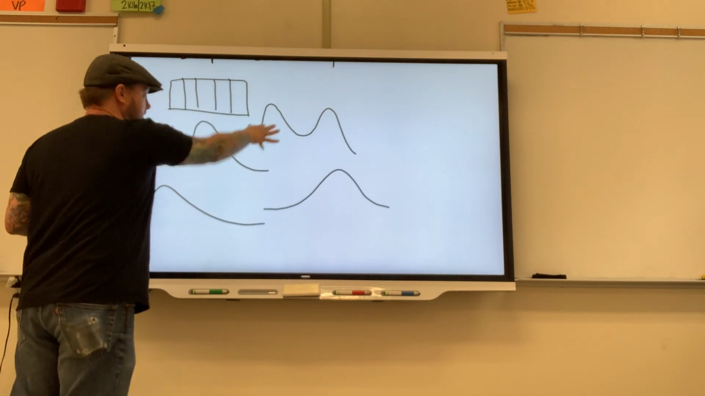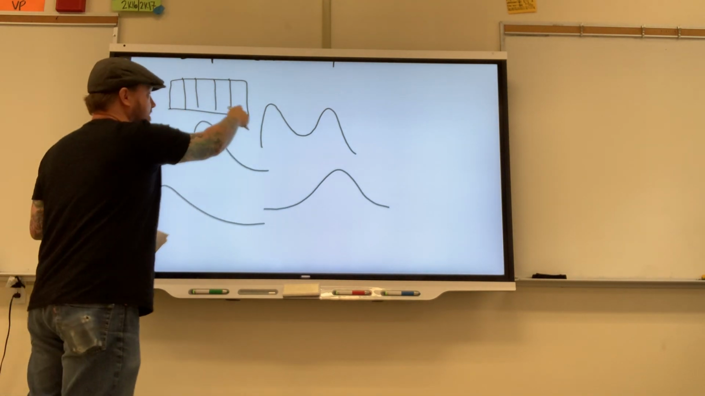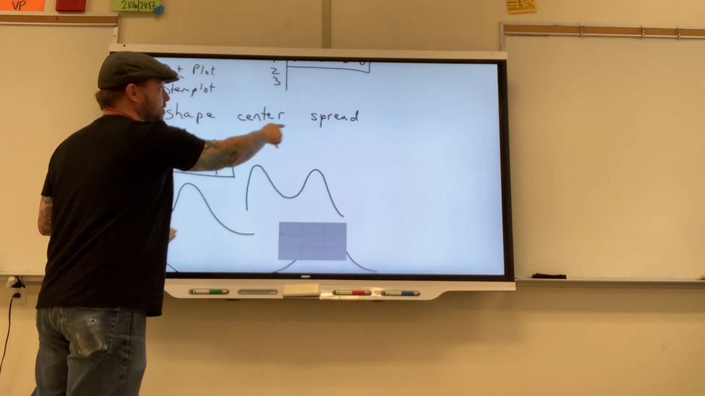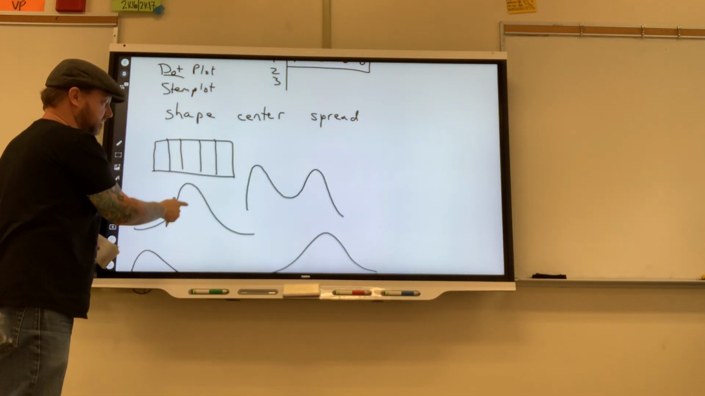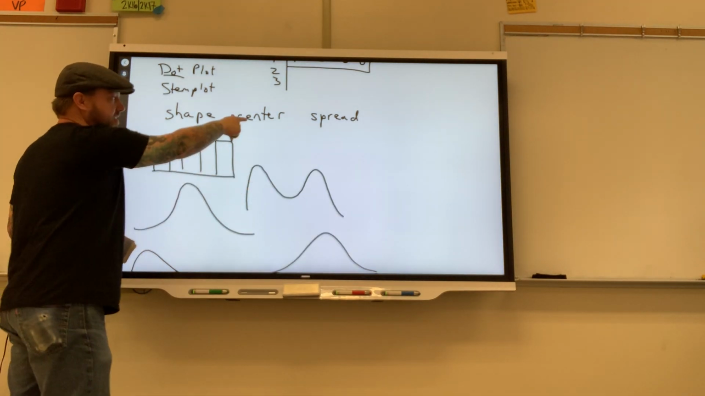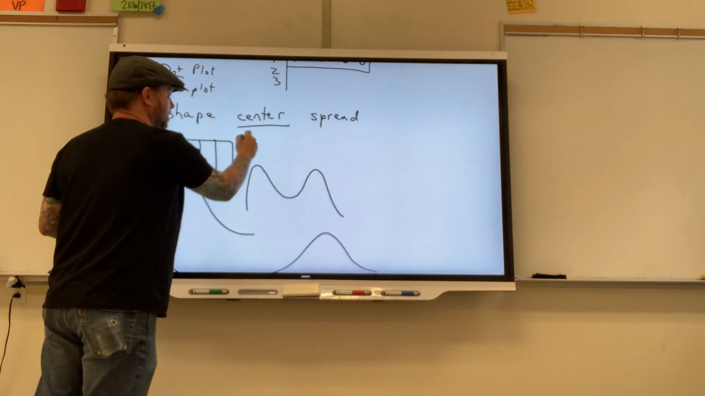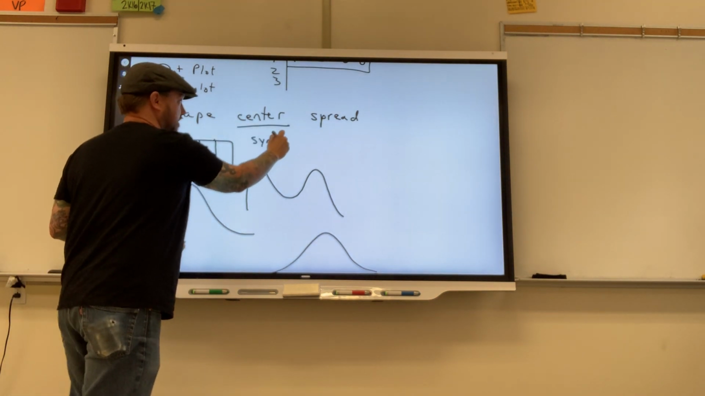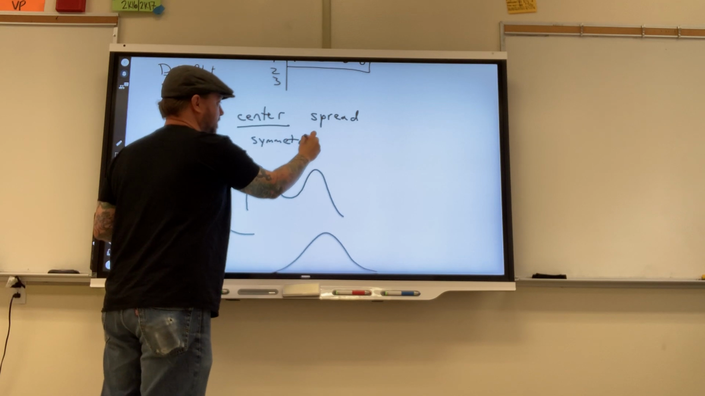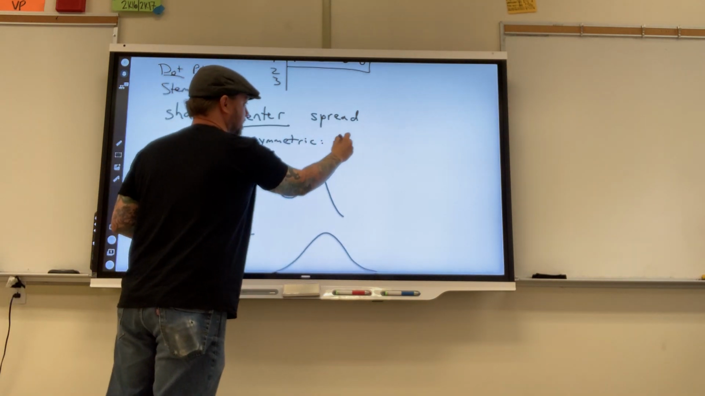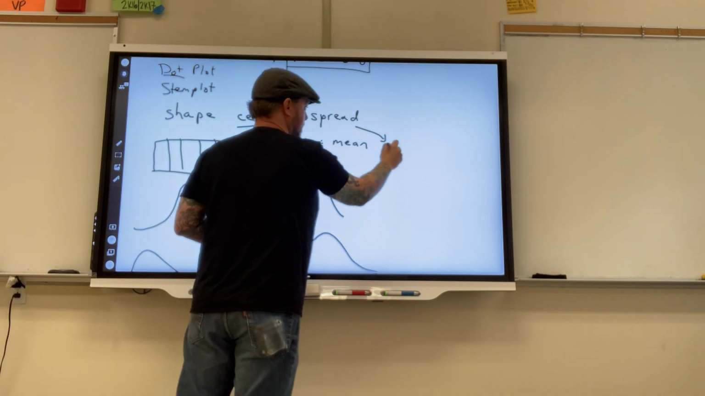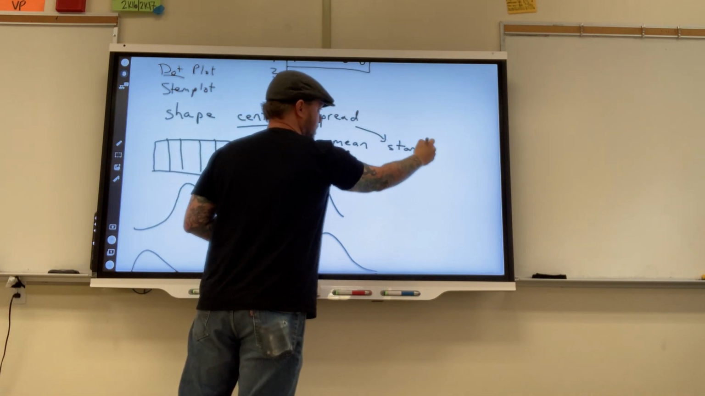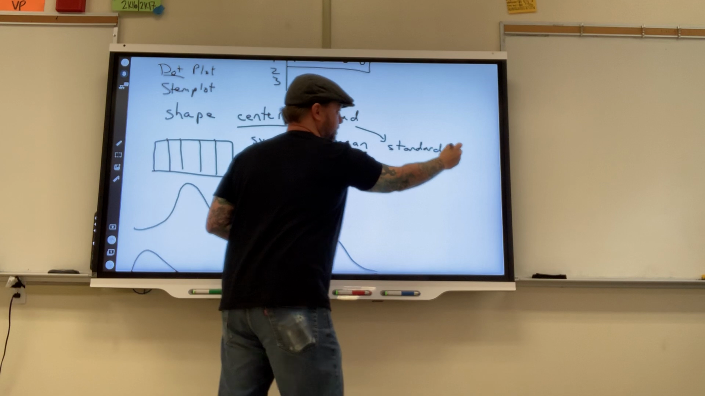Okay, so the shape determines what we're going to use for center and spread. So if it's symmetric, like this, even like this, for center, symmetric, we would use mean. For spread, standard deviation.